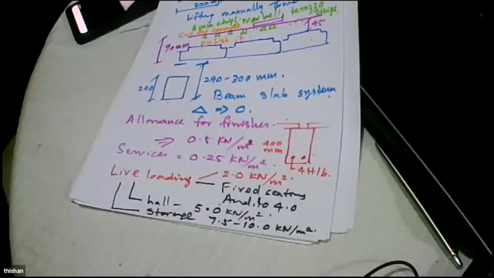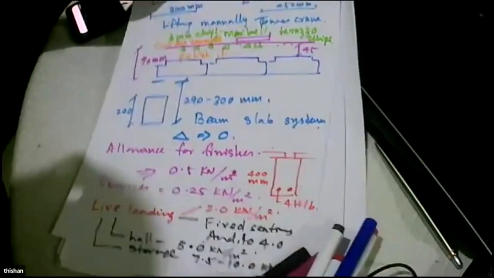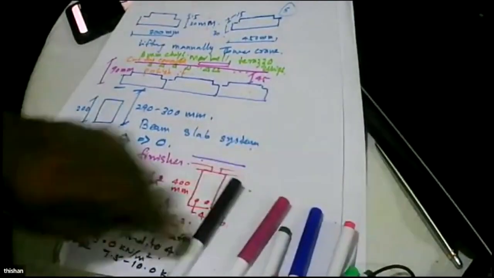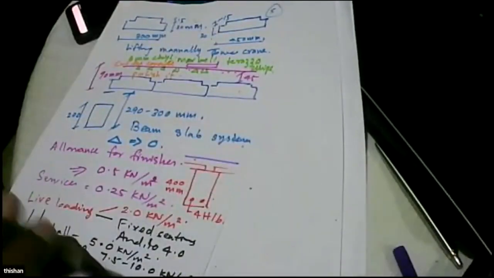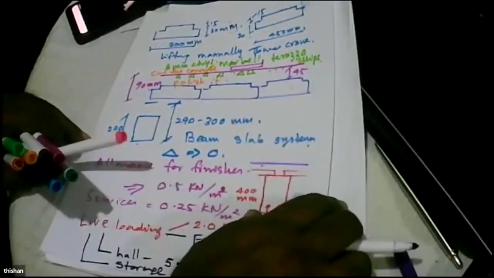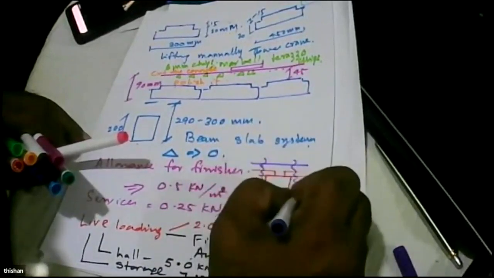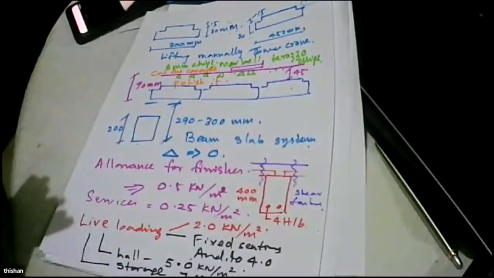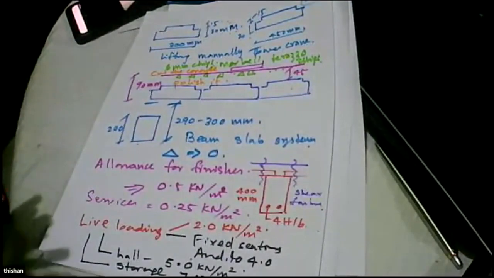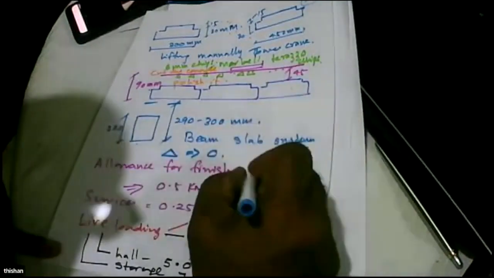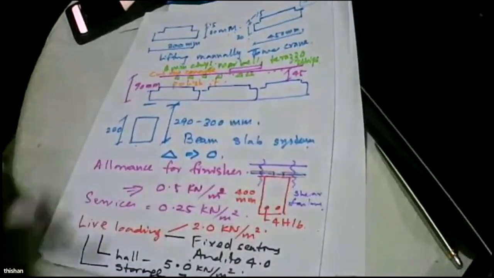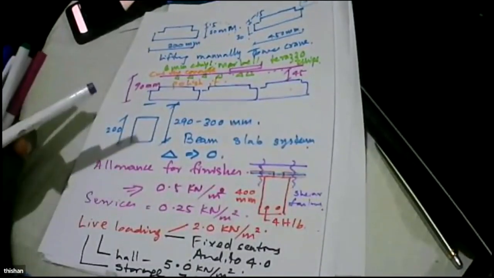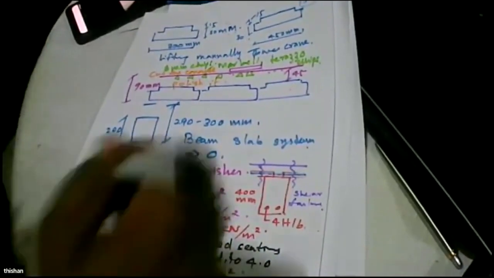And then the other important thing is it's a flange beam. So we have this situation. Can there be a shear failure here? That is why I'm keen to have some lock-in reinforcement at this level, and then some continuous reinforcement at the top.